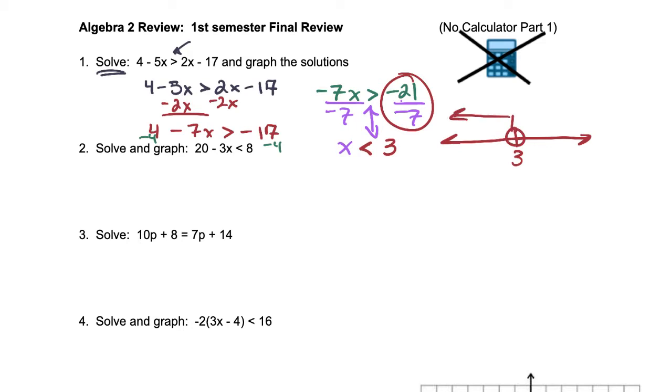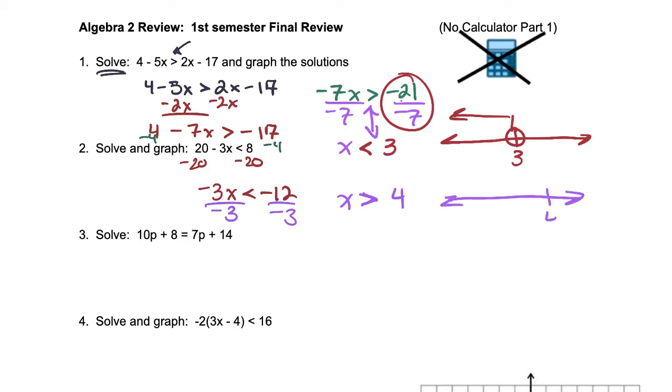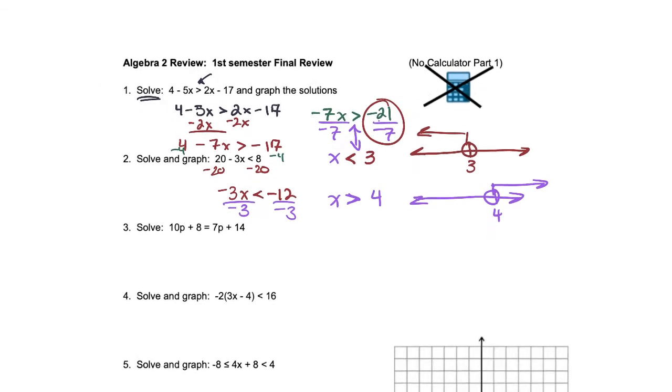Problem 2 is the same problem. Solve and graph. We'll subtract our 20. Negative 3x is less than, let's see here, negative 12. This time I'm dividing by negative 3, so it'll flip the inequality also. Greater than now, and 12 over 3 is 4. Negative over negative is positive. Greater than 4, so it looks like this. So everybody bigger than 4.